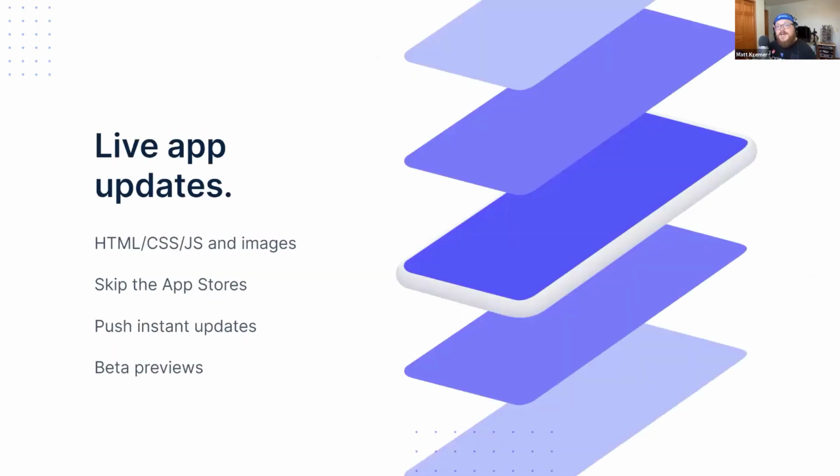Up next is really a superpower of Cordova and Capacitor applications, something called live app updates, or live updates. What this allows you to do is take any of the web content in your application: HTML, CSS, JavaScript, images, videos, anything like that, even a JSON file that's stored locally. Anything that's in that web directory inside your Cordova or Capacitor application, we can push an update to that automatically. So you can get an instant bug fix out to production.